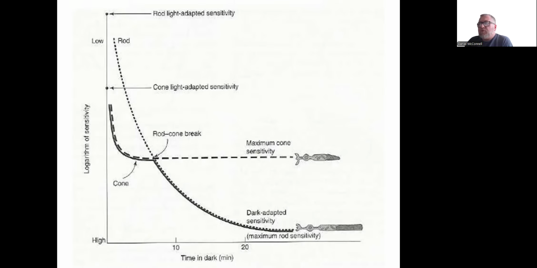So let's take a more detailed look at the dark adaptation curve. One thing to point out here is that there are three different curves on this graph, right? We have the solid line, and the solid line represents our actual sensitivity to light at a given time, right? If we start on the far left-hand side of the graph, here we're at zero time in the dark, or essentially imagine that we have our lights on, right?